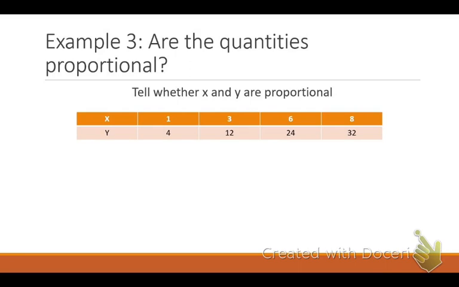Did you find them? The first one's 1/4, right? You don't even have to do anything. What is 3 over 12 reduced to? 1/4. What is 6 over 24 reduced to? 1/4. What about 8 over 32? 1/4. So the answer is yes, because they all reduce to 1/4. If even one of them had been different, they would not be proportional.